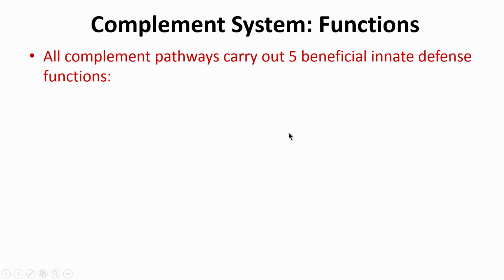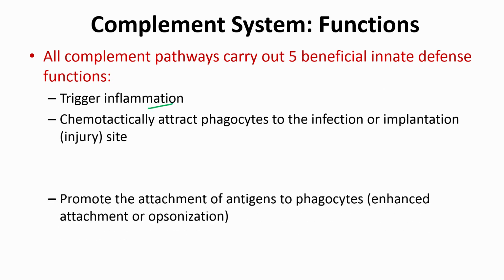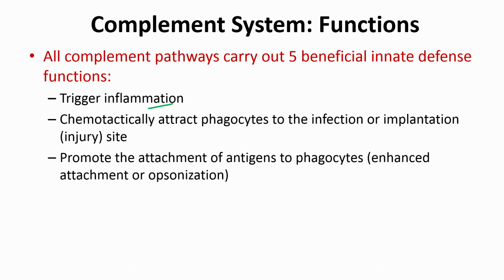And the major function is to carry out the 5 beneficial innate functions. First of all, trigger inflammation, so telling the body that there is something foreign and we need to remove it. Chemotactically attract phagocytes to the infection or the implantation injury, so get more cells to come in, basically part of this inflammation cycle itself. Promote attachment of these antigens to the phagocytes, so you can have a more enhanced immune response, more enhanced attachment and opsonization of these sites.